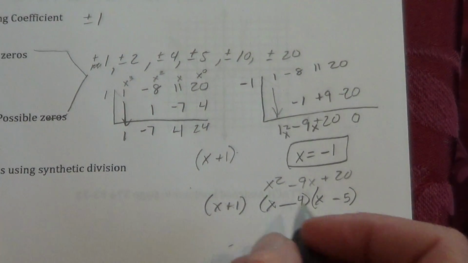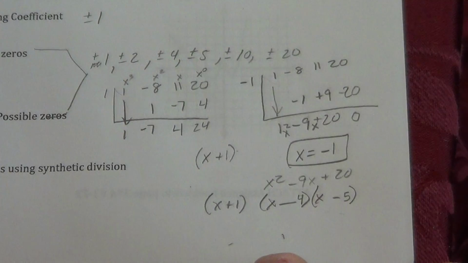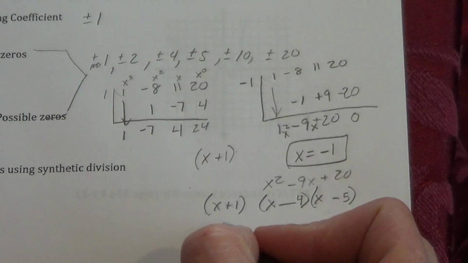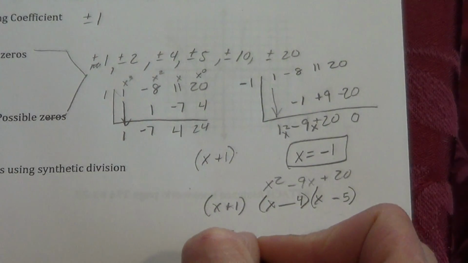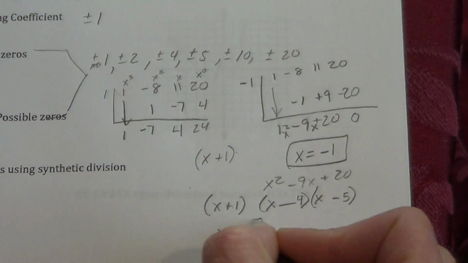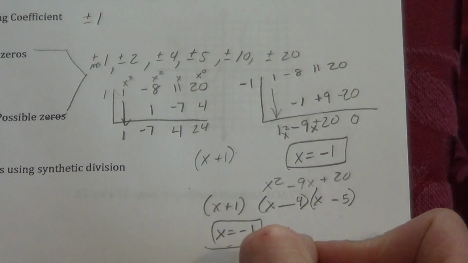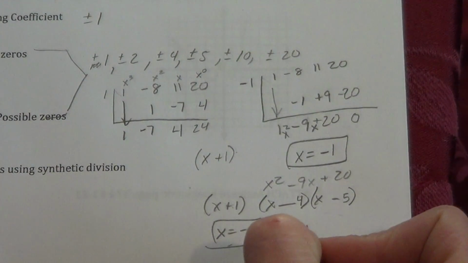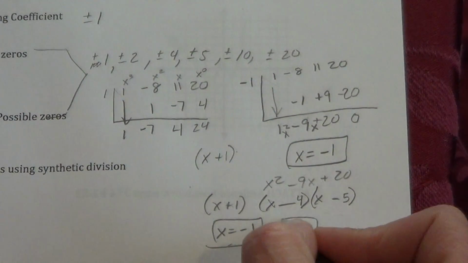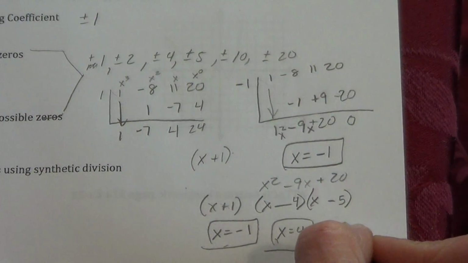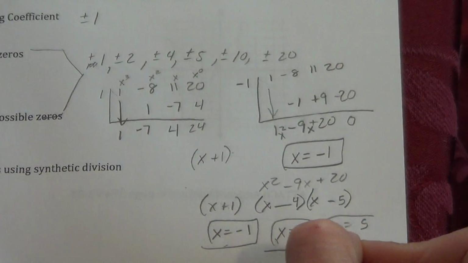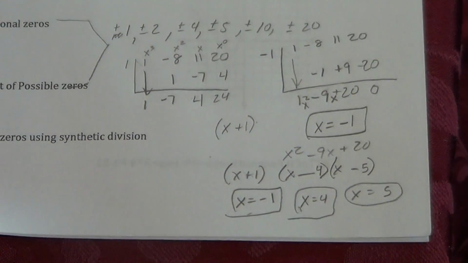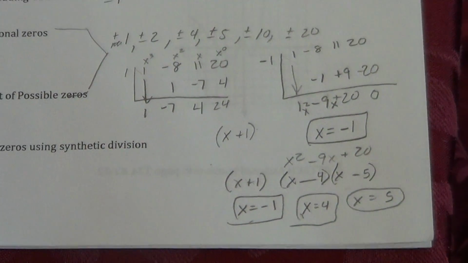So in order to make those zeros, I have to set each one equal to 0. So it would be x equals negative 1, x equals 4, and last one is x equals 5. Okay, I think that's the end. Nope, it's not the end of that video.